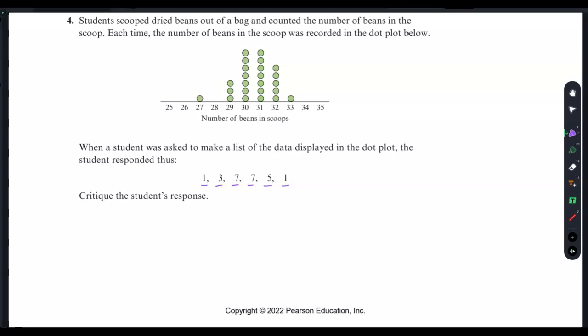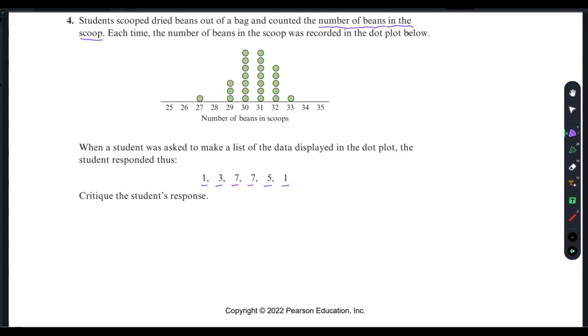So it's important to remember what it is that we're finding data on, right? And so here, what we're finding data on is the number of beans in a scoop. When we look at the numbers the student has here, 1, 3, 7, 7, 5, 1, that is not the number of beans in the scoop. They didn't have 1 bean and then 3 beans and then 7 beans. So the numbers they've given me are actually the frequencies, which is not the actual data.